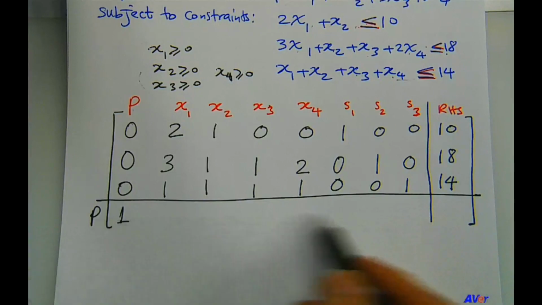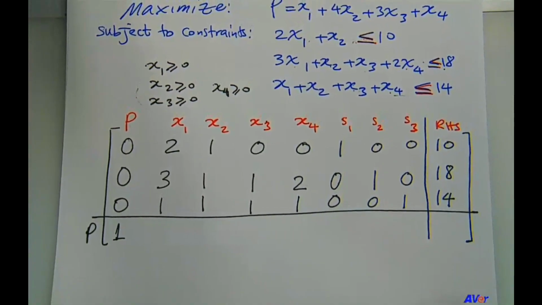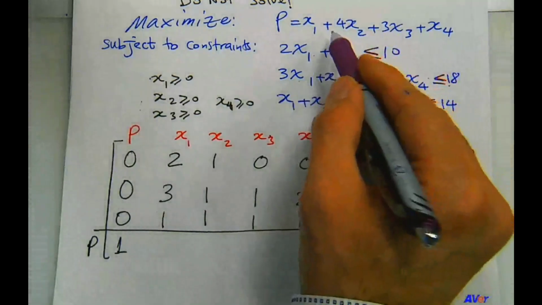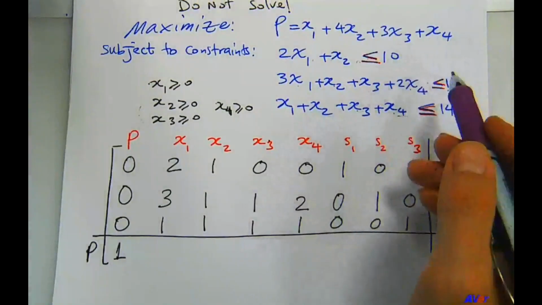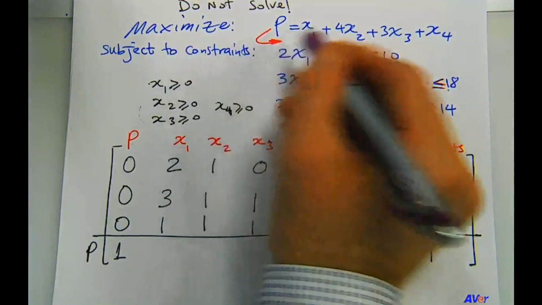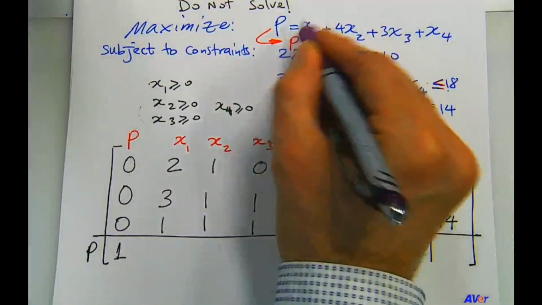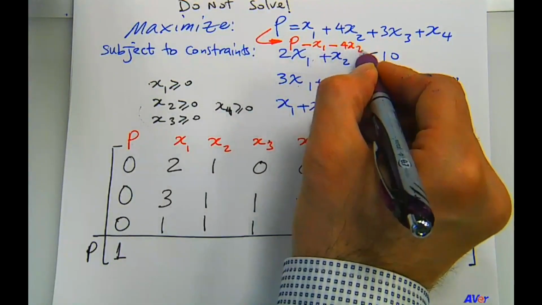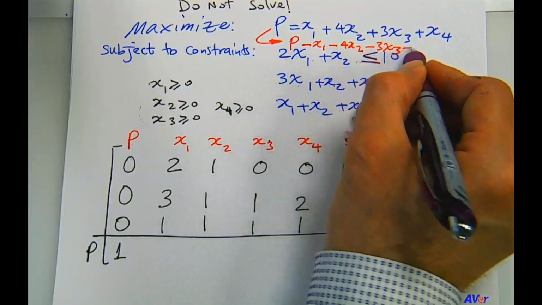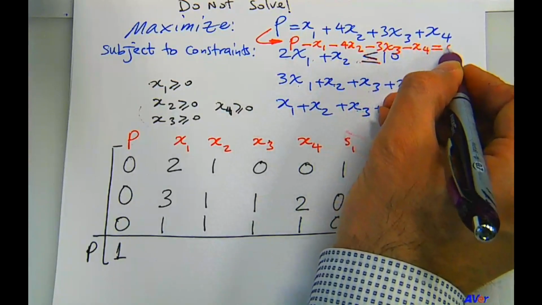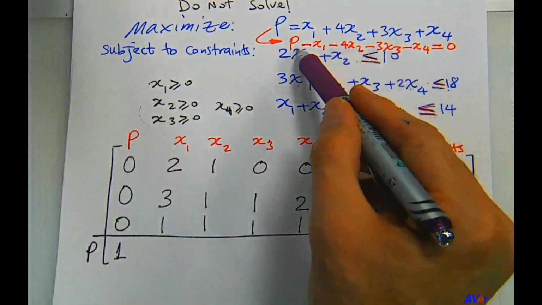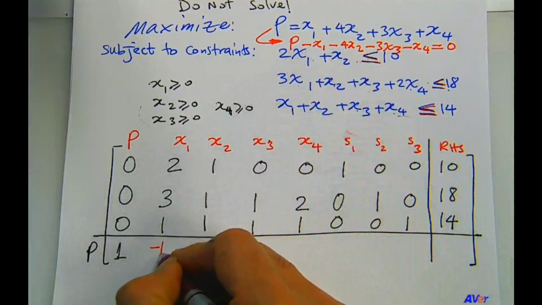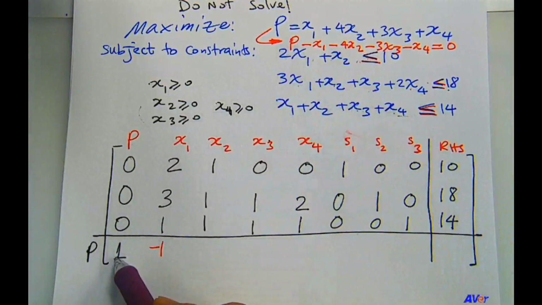Now we need to import the coefficients of the objective function. But remember, please, that we're not going to import these coefficients as they are. We're going to need to convert them. So to convert them, we're going to have p move everything to the left, right? So minus x1, minus 4x2, minus 3x3, minus x4 equals 0. So these rearranged coefficients are the ones we're going to import. So minus 1. So for p, it's positive 1. There it is.